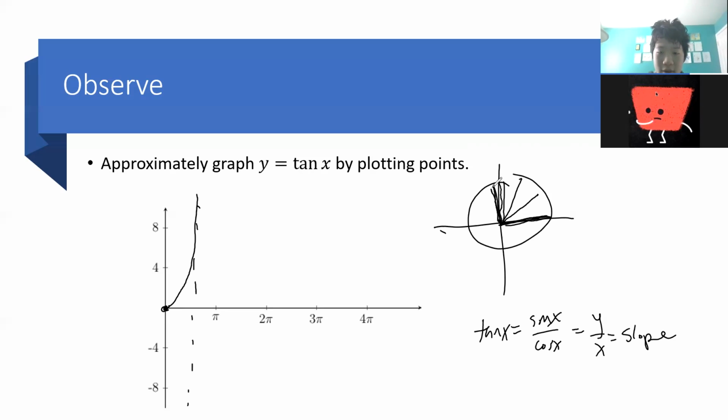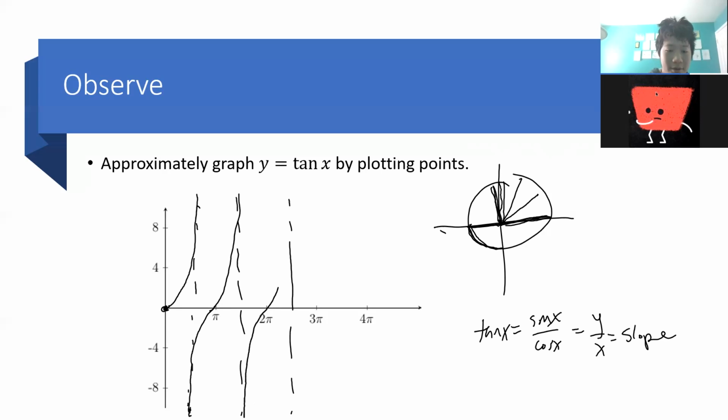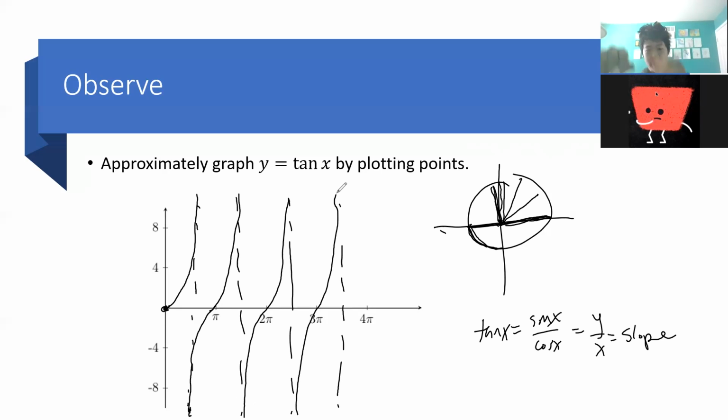Now over here, on the other side, it's really steep, but it's negative now. The slope is negative, which means it's starting out here. When you get to pi, it's back to 0. Now if we go to 3 pi over 2, another asymptote. So it looks like this, and then we can see the pattern emerging. Tangent x is like these waves going up and up forever. Okay, so that's what tangent x looks like.